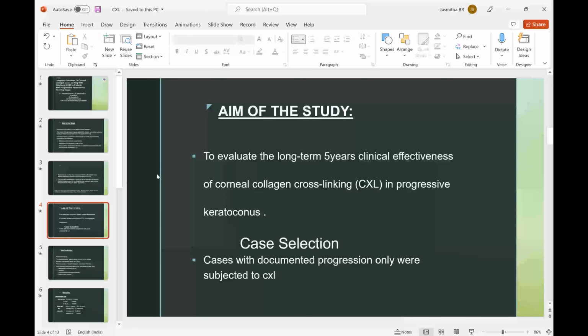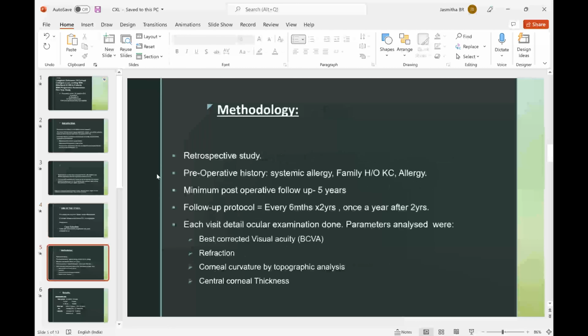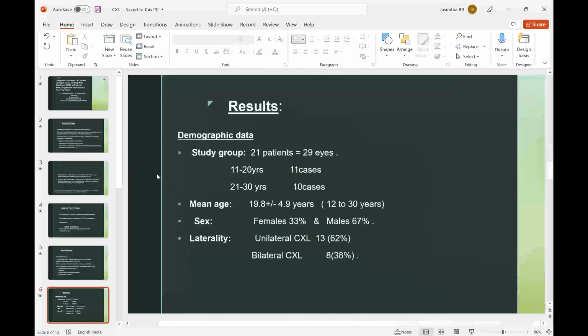So all patients who were included in this study had documented progression and were only subjected to cross-linking. It's a retrospective study, and preoperative history of systemic allergy, family history of keratoconus, and any allergic history were taken. Minimum postoperative follow-up duration of 5 years was taken, and parameters analyzed at each visit were best corrected visual acuity, refraction, corneal curvature by topographic analysis, and central corneal thickness.